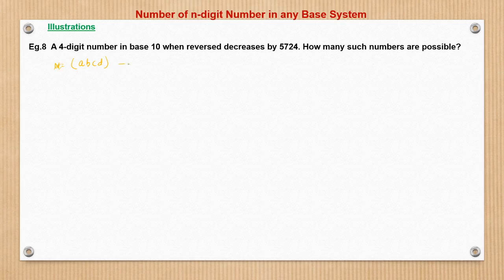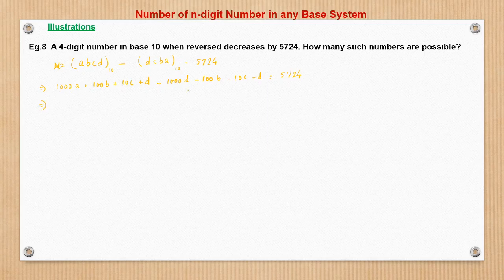So it is said that ABCD minus DCBA, which is the reverse of ABCD, the difference between the two, is 5724 in base 10. This we can expand as 1000A plus 100B plus 10C plus D minus 1000D minus 100C minus 10B minus A is equal to 5724. This we will solve further.